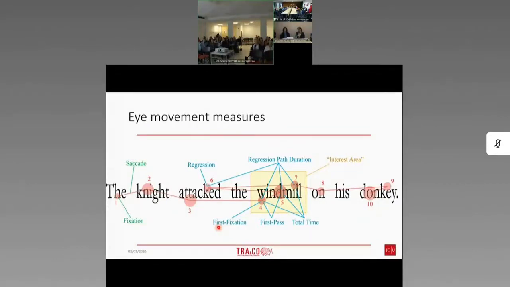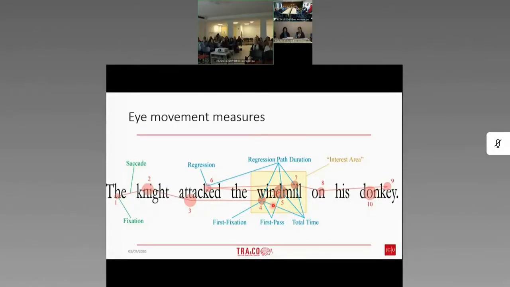So the area of interest here is windmill. If we only look at the reading times for windmill, fixation number 4 would be the first contact with that word. And that is, on average, 250 milliseconds. It is the first contact with that word, and very often it is sufficient to understand and recognize that word. But here, as I said, we have a second fixation.